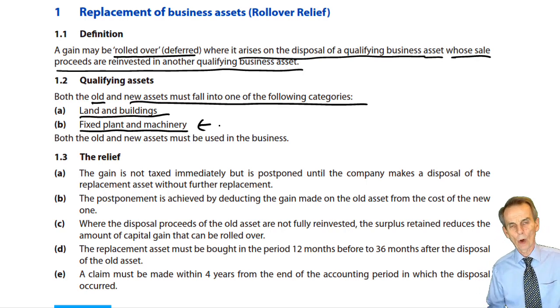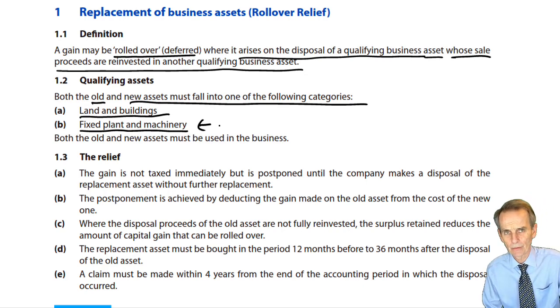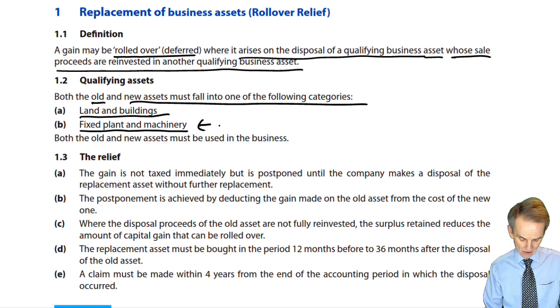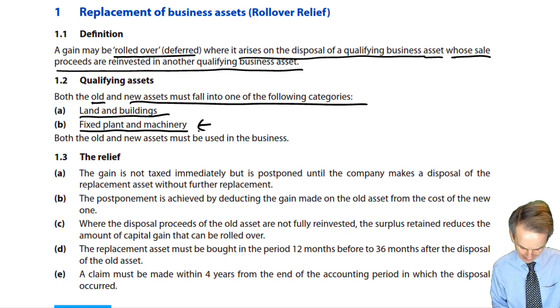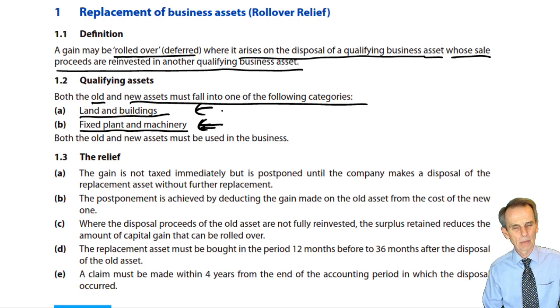Therefore, we won't be able to roll over, but we will be able to defer that gain, to hold that gain over, because of the reinvestment being in a depreciating asset. A depreciating asset, remember, is one with a life of not more than 60 years, or otherwise fixed plant and machinery. It effectively means that for your syllabus, there's only two assets that classify as depreciating assets. That one, fixed plant and machinery, and one type of property of land and buildings.